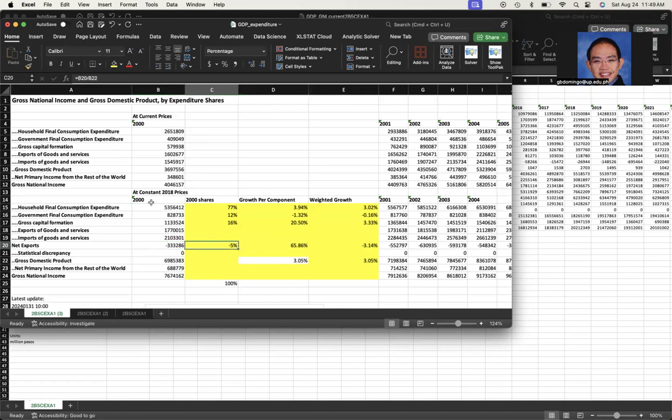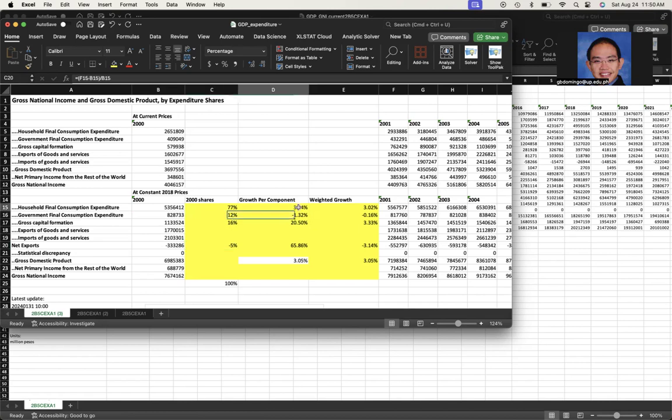Then you get the shares. If you look at the formula, it's B15, which is this one, divided by your gross domestic product, which is 77%. And then you take the shares for each item. You'll notice that net exports is negative, and therefore its share, quote unquote, is negative.